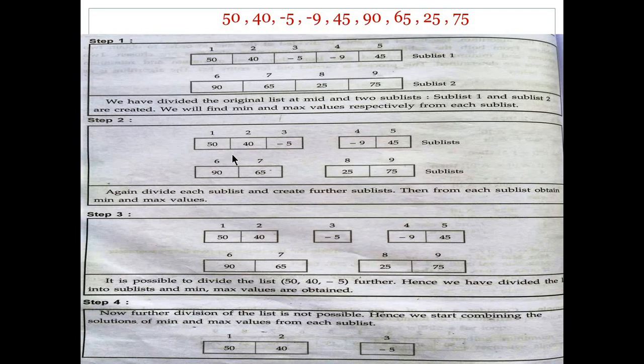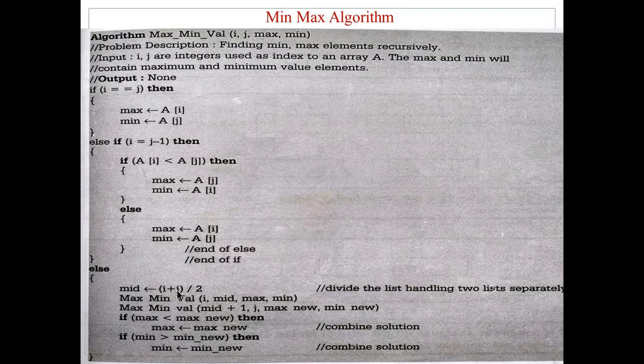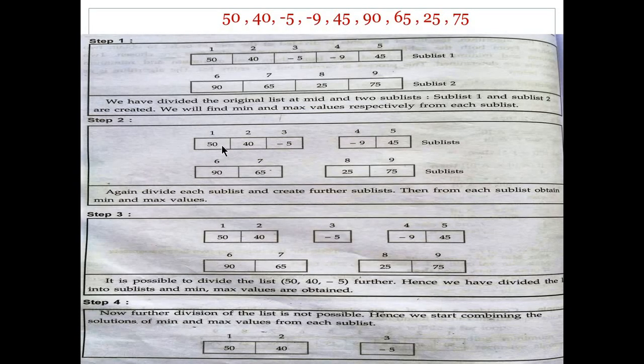After it, we will divide these two sublists into other sublists. For it, this first sublist will be divided into two parts again. The equation is again mid is equal to (i plus j) divided by 2. So i is equal to 1 and j is equal to 5. So 1 plus 5 means 6 divided by 2 means 3. So our first sublist will be 1, 2, 3 and second sublist will be 4, 5.